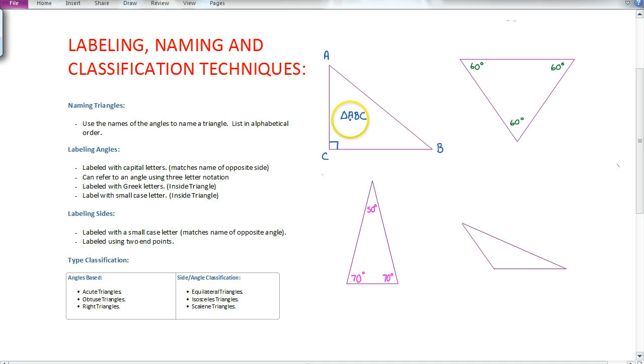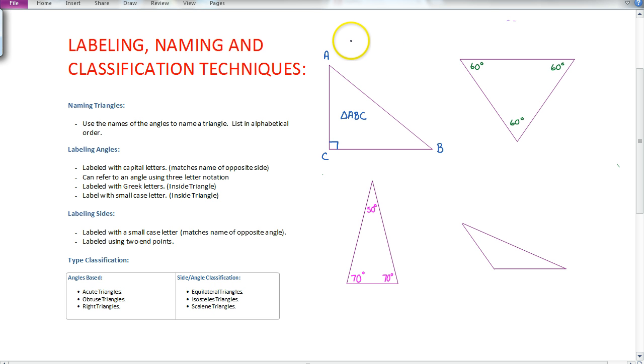Now you don't have to necessarily write these in alphabetical order, but it is strongly encouraged. It's kind of just being polite that we put these in alphabetical order. But it's good to note that triangle CAB is the same as triangle BCA is the same as triangle ABC. So one way to label angles is by labeling them with a capital letter positioned outside of the triangle.